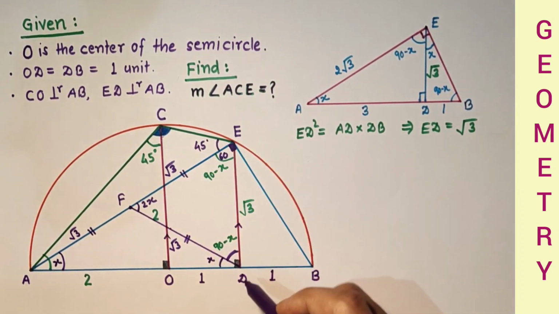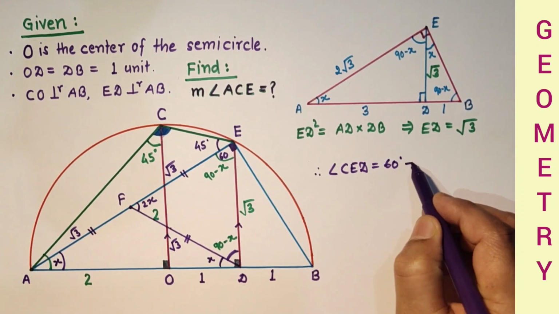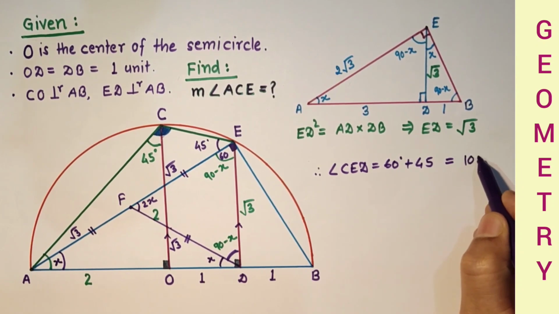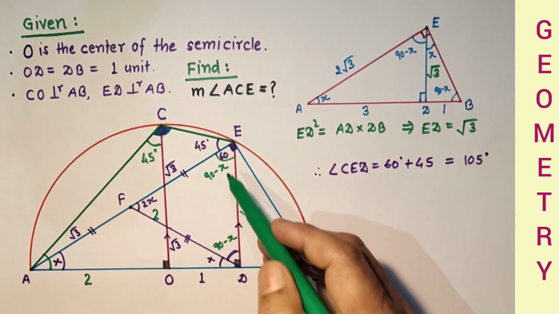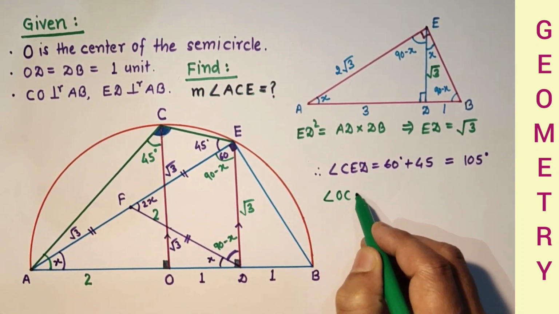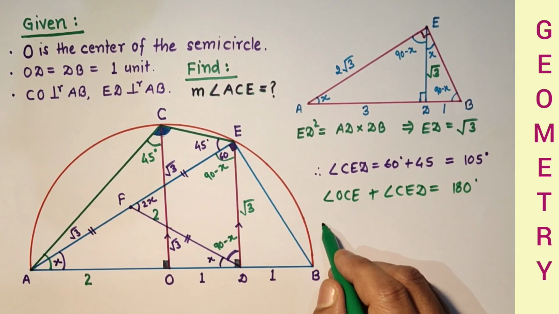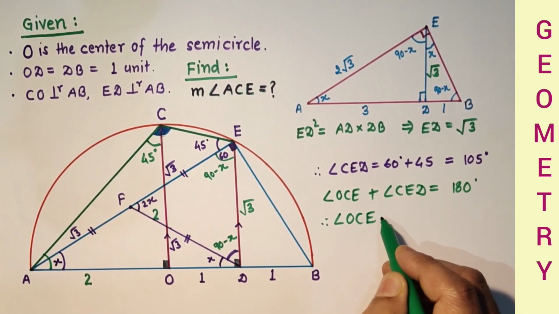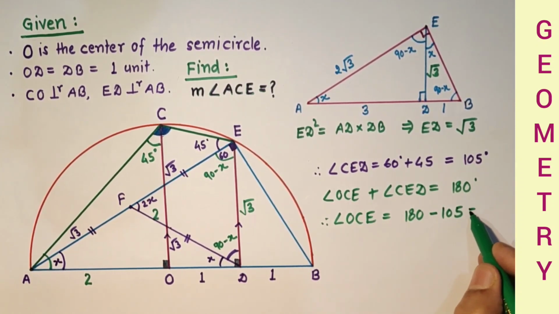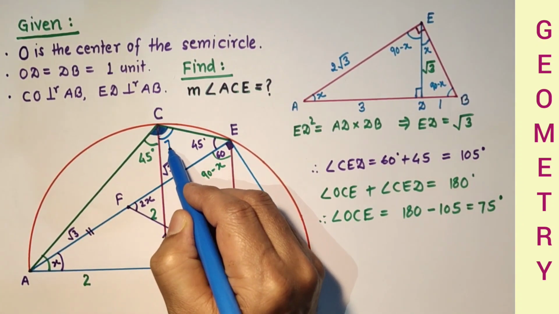So angle CED is equal to 60 plus 45, which is equal to 105 degrees. Since these two lines are parallel, co-interior angles sum will be 180. Therefore angle OCE plus angle CED is equal to 180 degrees. So angle OCE is equal to 180 minus 105, and that is 75 degrees. This angle OCE is 75, we found.